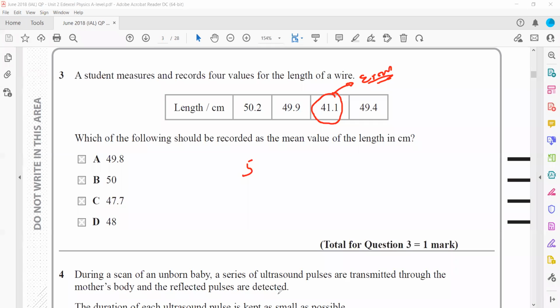So when we are taking an average, we'll add only these 3 values. So it will be 50.2, 49.9 and 49.4, divided by 3. So it will give us 49.8.